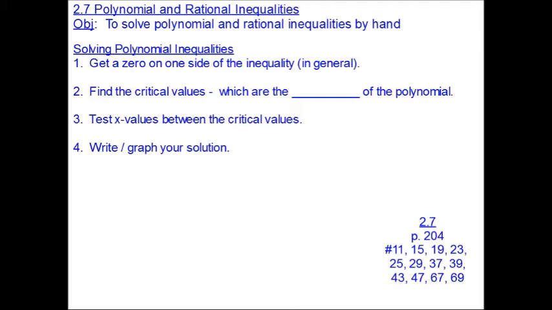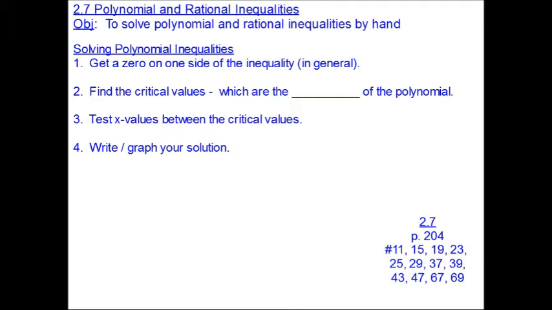We're going to be talking about section 2.7. This is polynomial and rational inequalities, and we're going to solve these things by hand. Now when we're solving these polynomial inequalities, we'll start with those first. One of the things we're going to want to do is get a 0 on one side of the inequality in general. There will be some exceptions to this rule, and I'll demonstrate one of those.